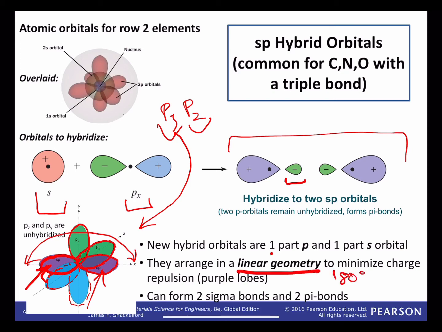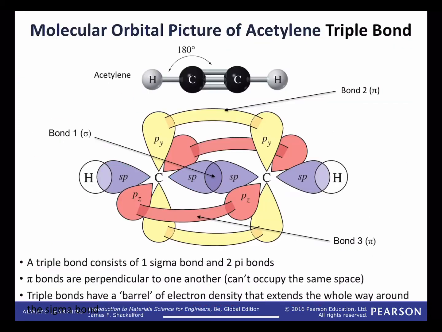We know that one part p and one part s went into the hybridization process, and this can help us explain how we form two sigma bonds and two pi bonds as a result. So a sigma bond at left, a sigma bond at right, 180 degrees away from one another, and how we could make pi bonds above and below the plane, as we'll see on the next slide.